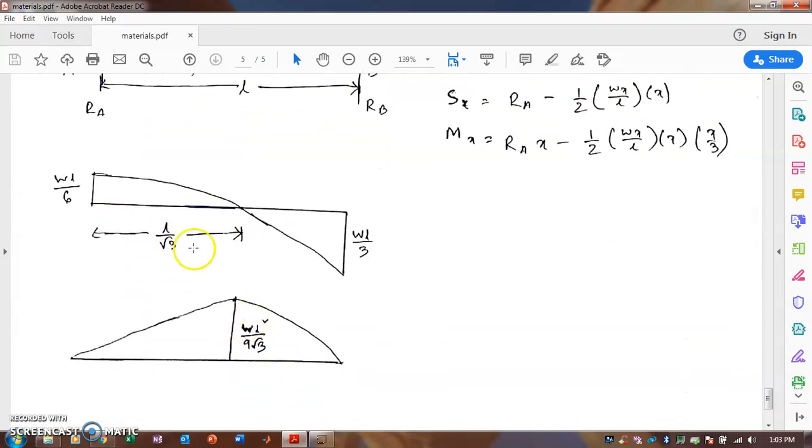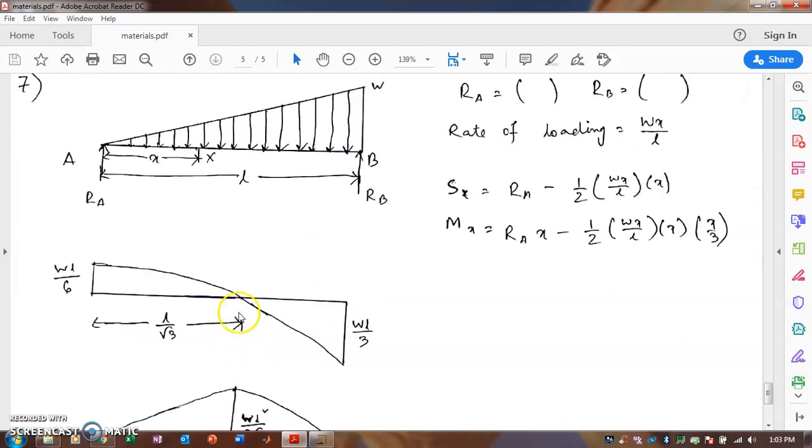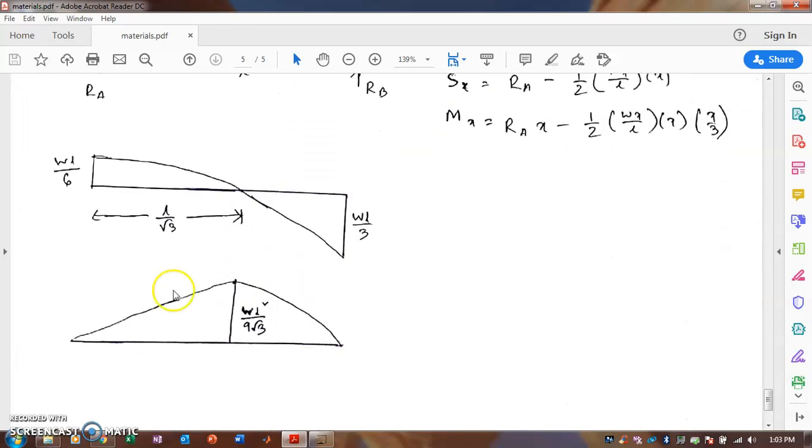And now, if we put the value of X in the equation of bending moment, then you will get the maximum value of bending moment at this point. Okay, and the curve will be a cubic curve.